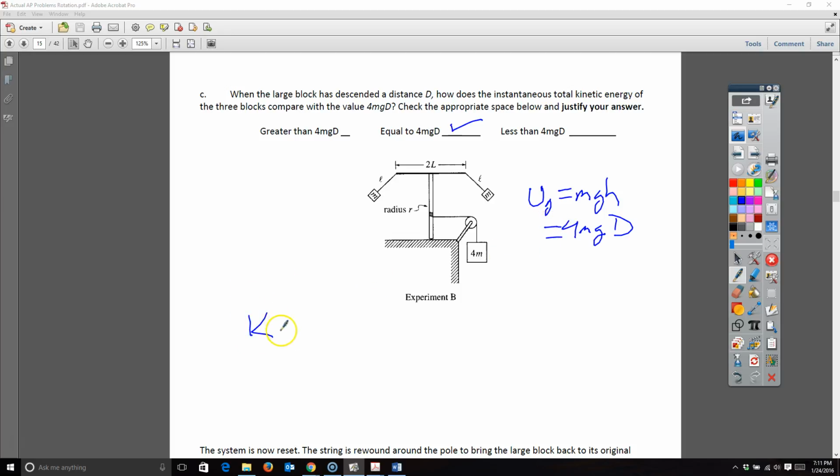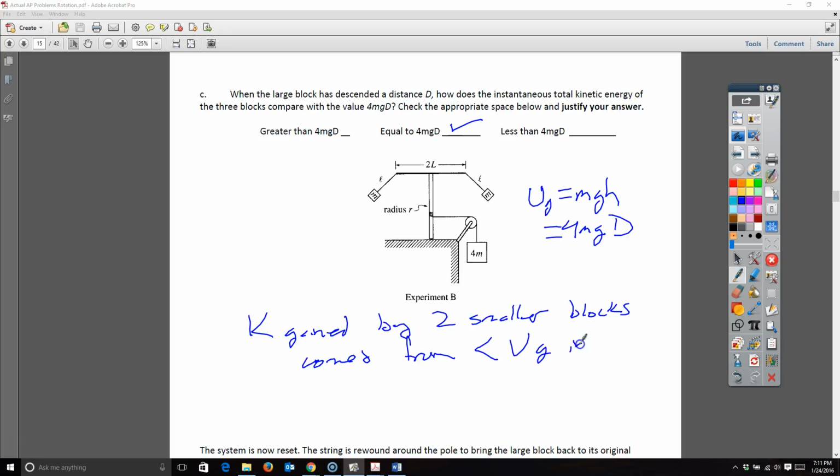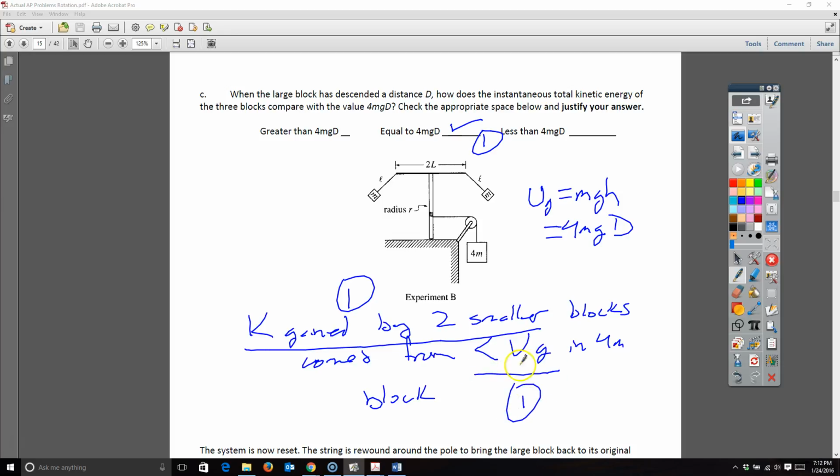Now, your explanation is the kinetic energy gained by the 2 smaller blocks comes from the decreasing potential energy due to the gravity in the 4m block. So that's what you see for part C. You get 1 point here. You get 1 point for talking about the kinetic energy gained by the two smaller blocks, and that it comes from the decreasing potential energy. That's the third point of the 4m block. So as long as you do those things, you get all three of the points.